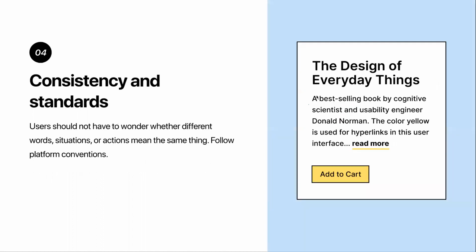So next one, consistency and standards. Users should not have to wonder whether different words, situations, or actions mean the same thing. Follow platform conventions. In the illustration from The Design of Everyday Things, a best-selling book by cognitive scientist and usability engineer Donald Norman, the color yellow is used for hyperlinks in this user interface. I hope you get that. Now, let your designs be consistent and let them follow industry standards.